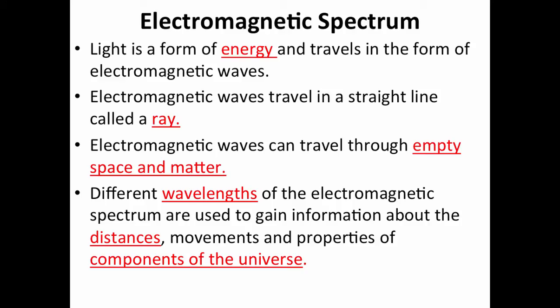So light is a form of energy that travels through an electromagnetic wave, and it does travel in a straight line, which we call a ray. Because it is an electromagnetic wave, it can travel through empty space and matter. And these different wavelengths of the electromagnetic spectrum are used to gain information about distances, movement, and properties of the components of the universe. This is how we know how far galaxies and stars and nebulas are, as we use the electromagnetic spectrum, and we use different parts of them to gather different information.